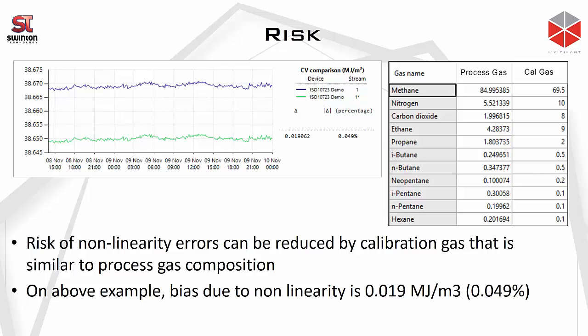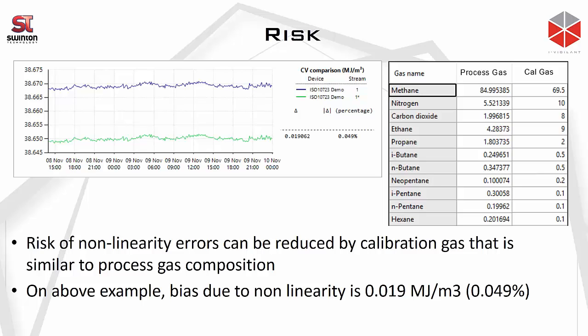Now, what we know is that the risk of non-linearity errors can be reduced by designing a calibration gas that is similar to the process gas composition. This particular example is very similar to the example I showed before, and I thought it's nice to bring it back here. The bias due to the non-linearity is around 0.19 megajoule per meter cube, and it amounts to around 0.05% of bias.